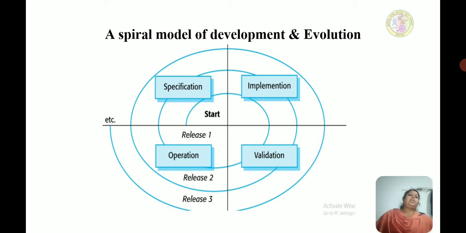Here in the spiral model, we start with the specification, then a set of operations has to be executed. After executing the operations, it has to be validated. We need to check whether the software is working properly or not. Then if the software is working properly, the respective software is to be implemented with the report. After implementing the report, finally we have to release the software.